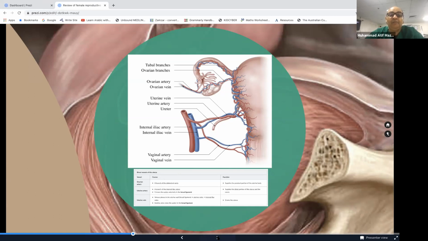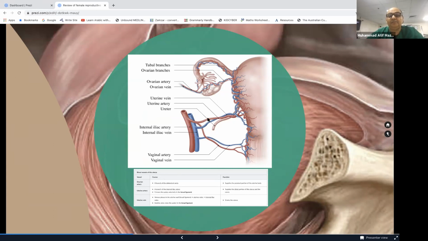Primarily it is coming from the internal iliac artery, and that's the uterine artery. And you can see the close relationship of the ureter and the uterine artery. This is a really important landmark, and you are expected to be good with that.